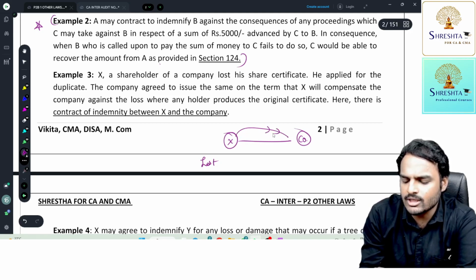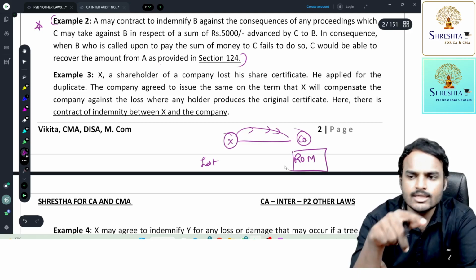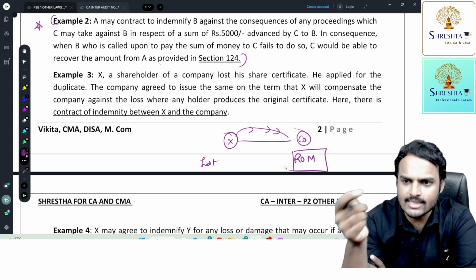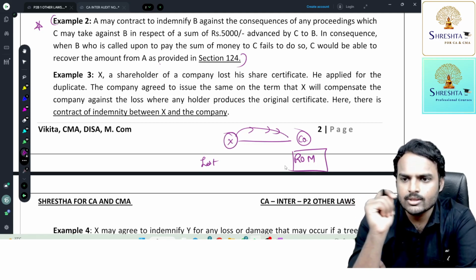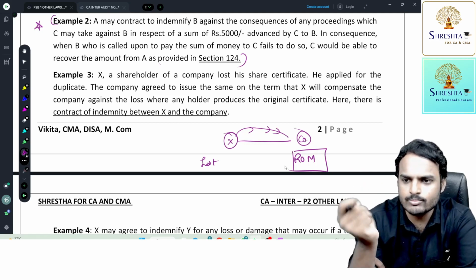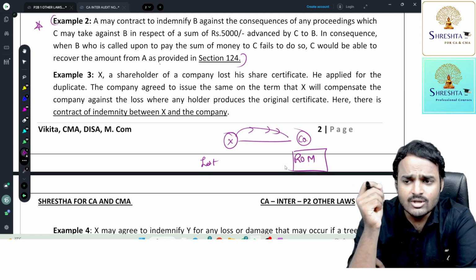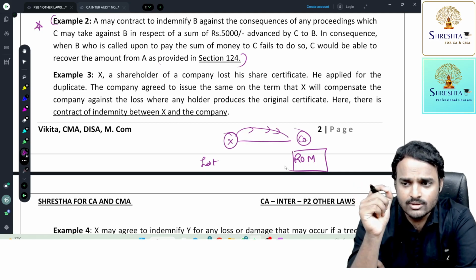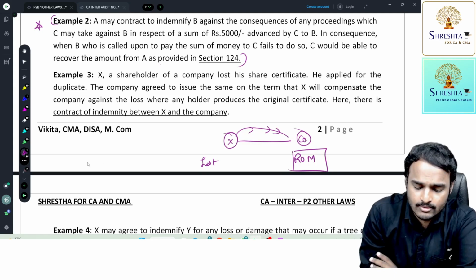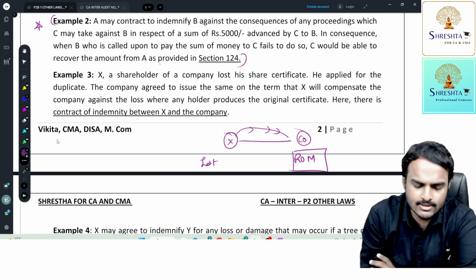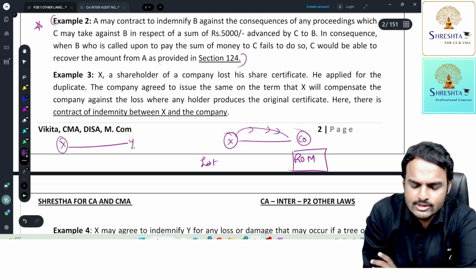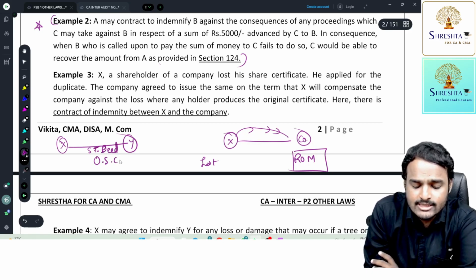Sir, just open your register of members. There's so and so serial number, you will find my details. I'm the owner of this share, sir. I lost the share certificate, please give me a duplicate. But generally what happens, there is a probability, just I'm telling you, a chance, that X might have sold these shares to Y. He might have executed a share transfer deed, and he might have delivered the original share certificates to Y.